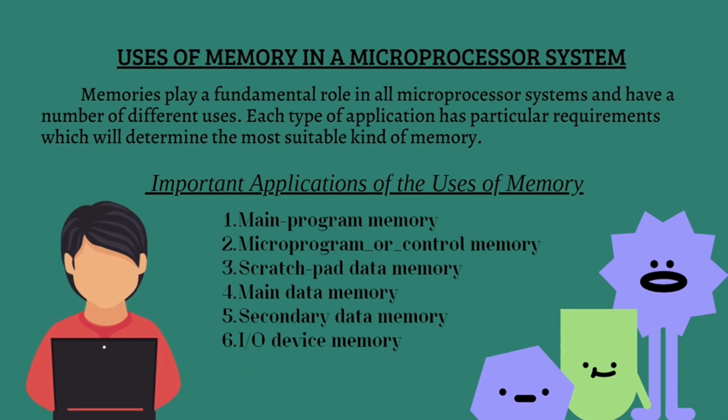Uses of memory in a microprocessor system. Memories play a fundamental role in all microprocessor systems and have a number of different uses. Each type of application has particular requirements which will determine the most suitable kind of memory. There are 6 important applications of memory. Number 1, main program memory. Number 2, the microprogram or control memory. Number 3, scratch pad data memory. Number 4, main data memory. Number 5, secondary data memory. And last, input or output device memory.